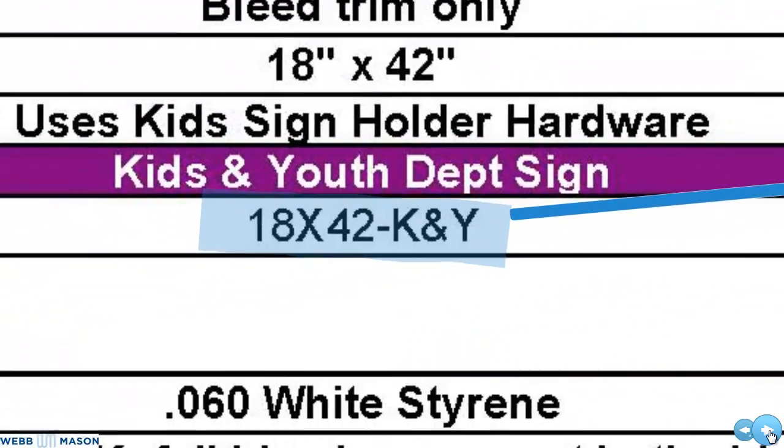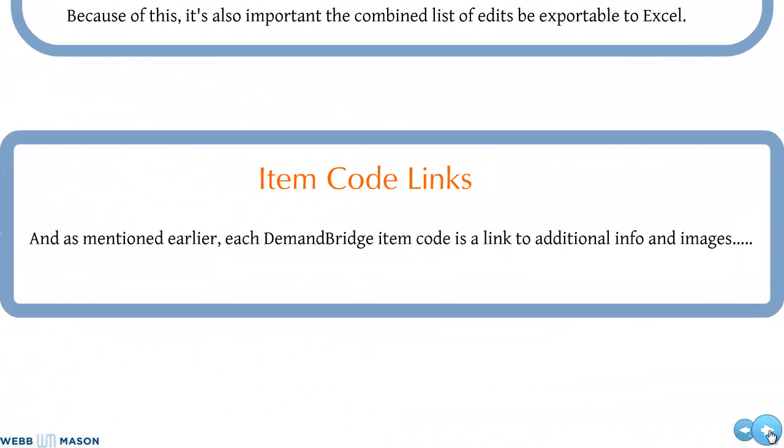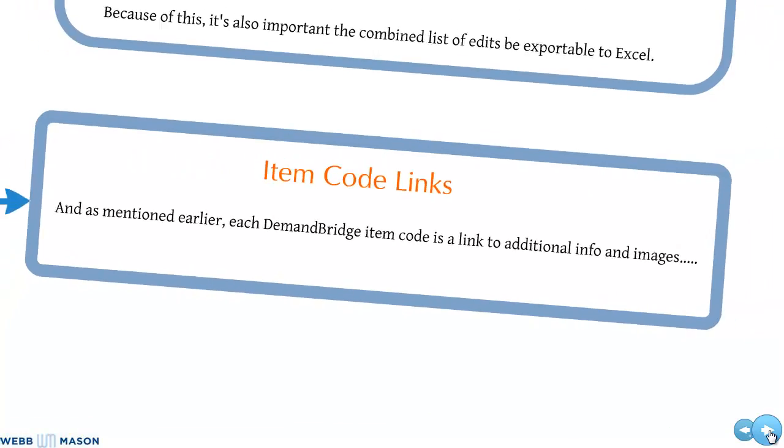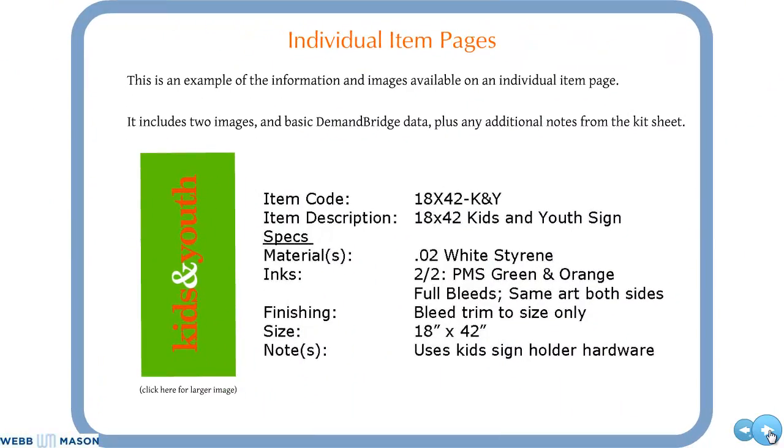And this, again, is a top form item code. And as mentioned earlier, each demand bridge item code is a link to additional information and images. And this is an individual item page. It's an example of the information and images available on an individual item page, and it includes two images, just a basic low-res thumbnail and a click here for larger image, as well as basic demand bridge data, plus any additional notes from the kit sheet.